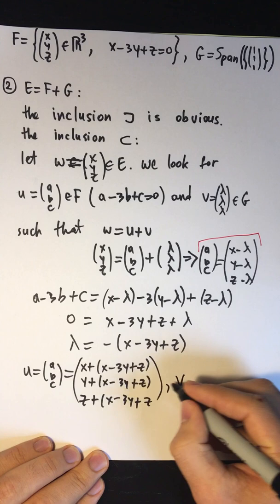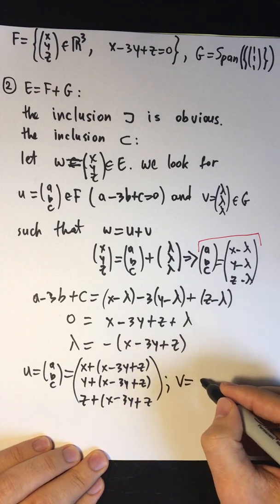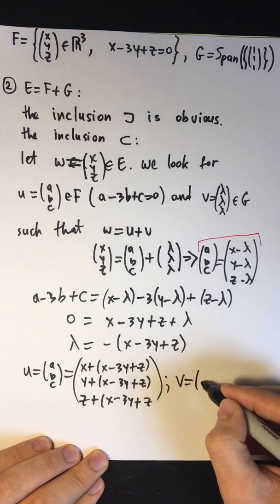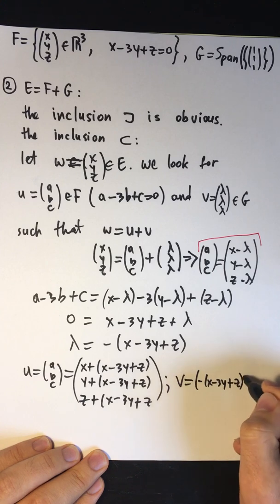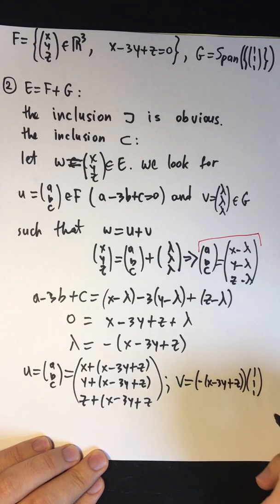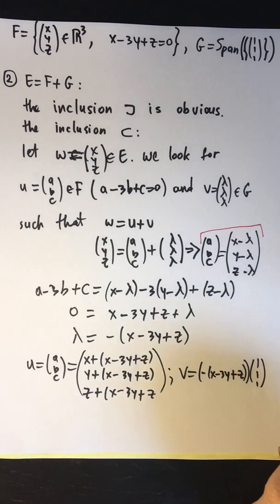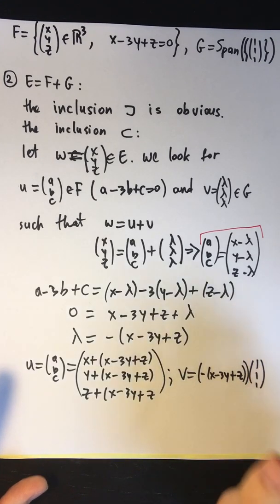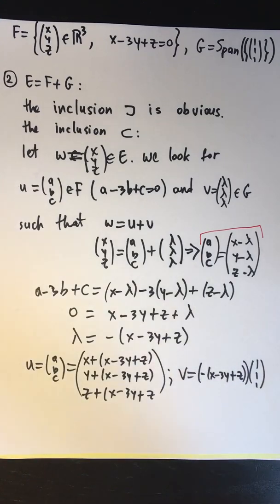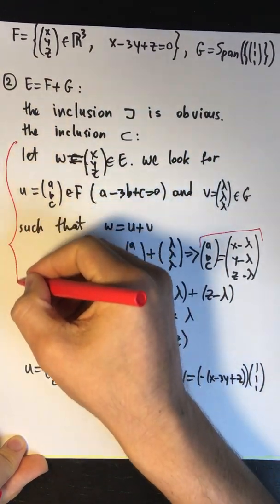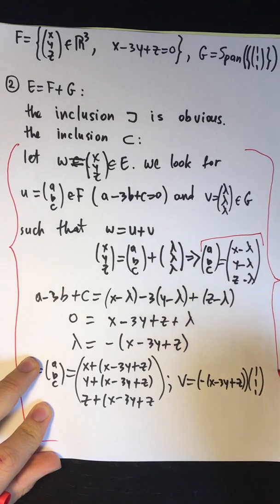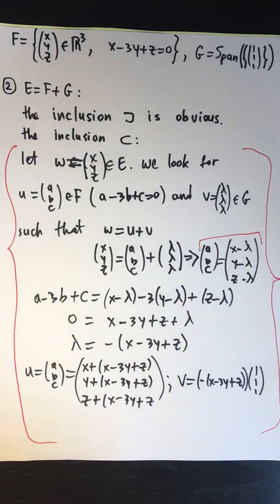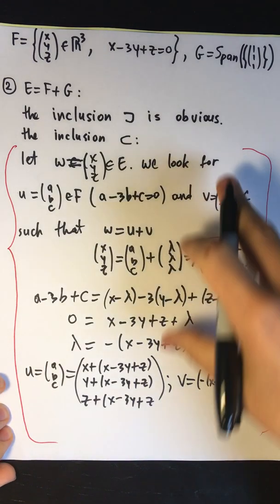And what is v? V is equal to lambda times 1, 1, 1, or minus x minus 3y plus z times 1, 1, 1. Right, in our case. So we found the solutions, but this is not where you stop. From here to here, it's something that you should be doing on your draft. You don't really need to write this on your answer sheet on the exam, according to my professor, Professor Uvra. So you don't need to write this on your exam.